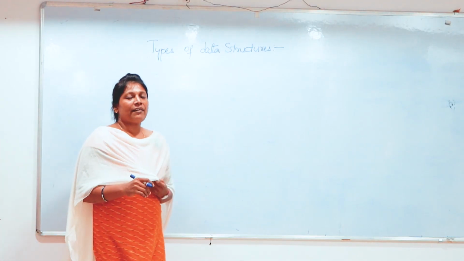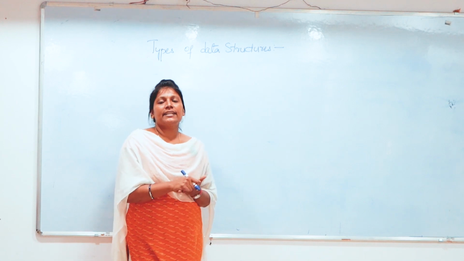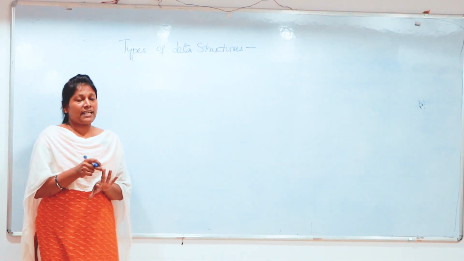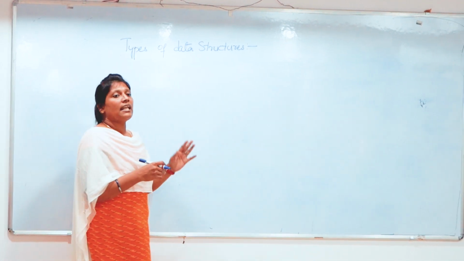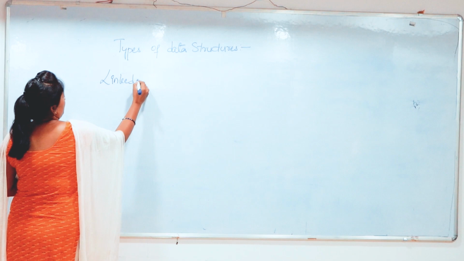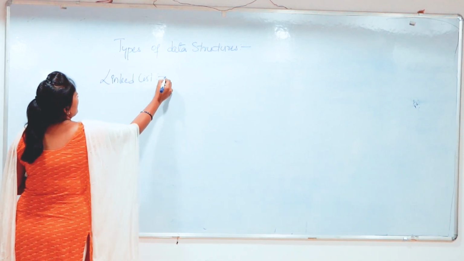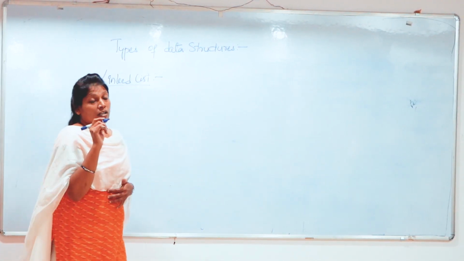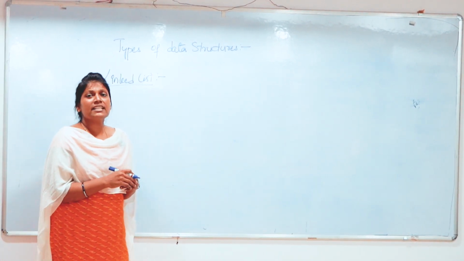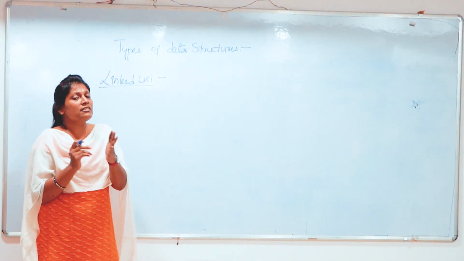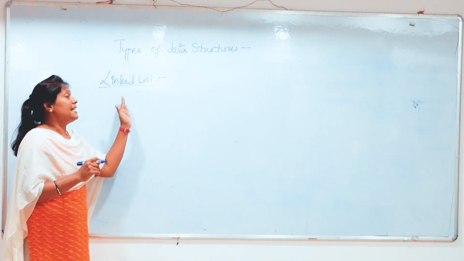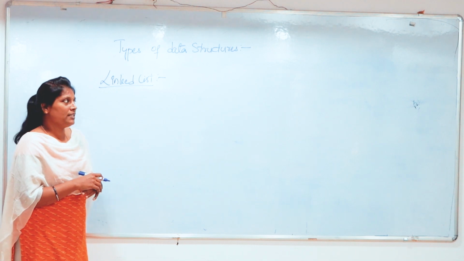Next, till now we have discussed the linear data structures. Three types we have seen: array, stack and queue. Next, the last type is the linked list. The last type of linear data structure is the linked list. This is different from these three. Compared to arrays, stacks and queues, linked lists are different from these three.